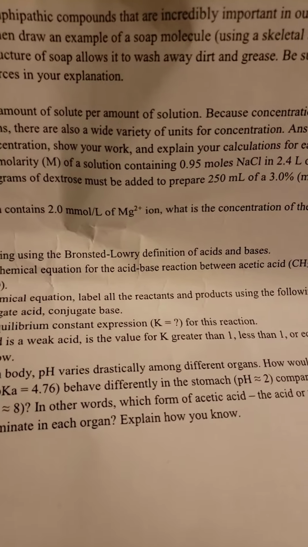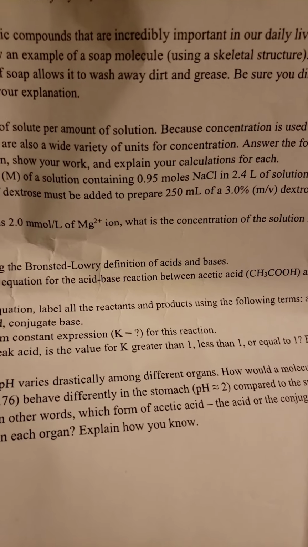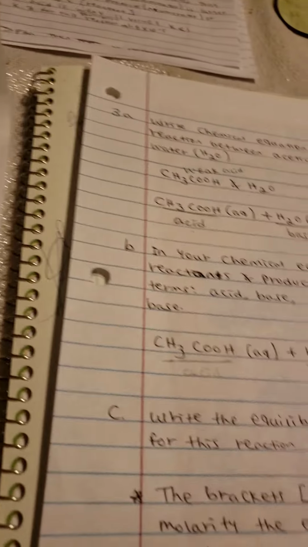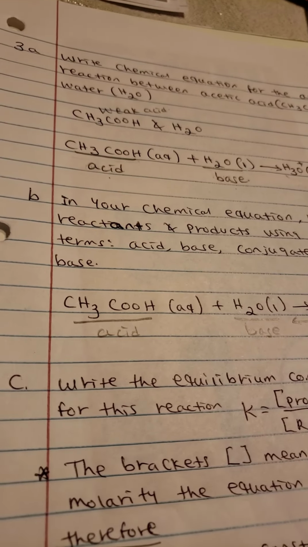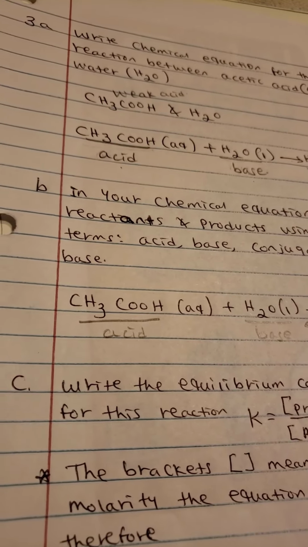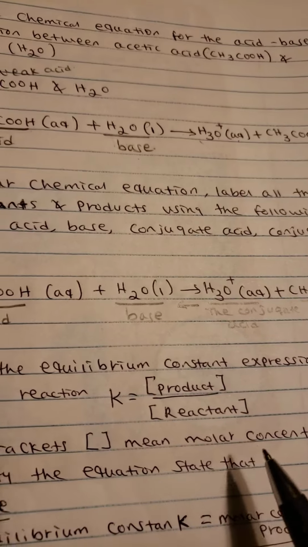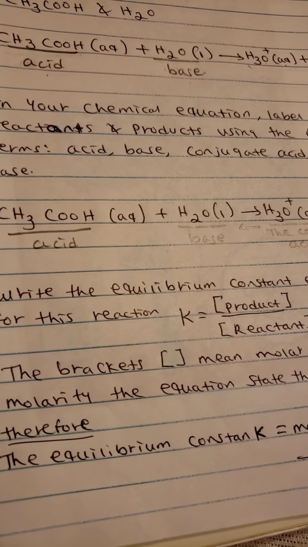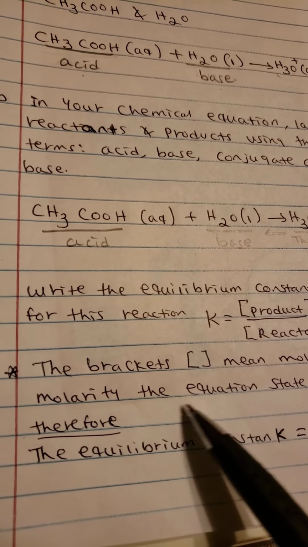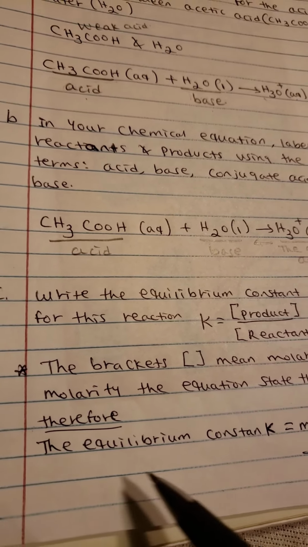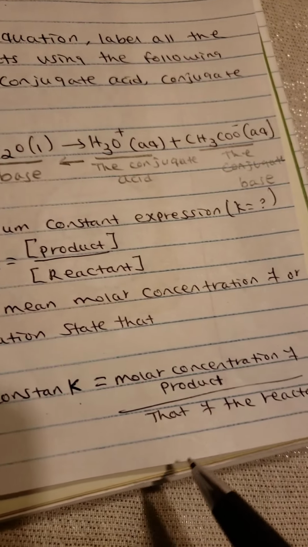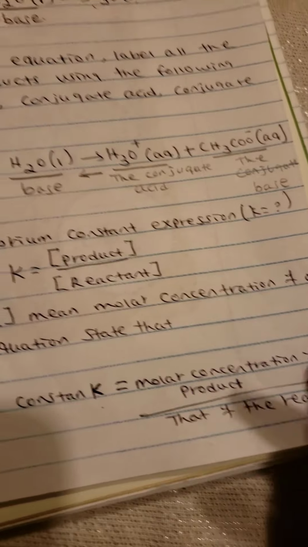Part C: write the equilibrium constant expression, K equals. For this reaction, the expression of K is a constant, K equals products over reactants. The brackets mean molar concentration, or molarity. Therefore, the equilibrium constant K equals the molar concentration of products over that of the reactants.